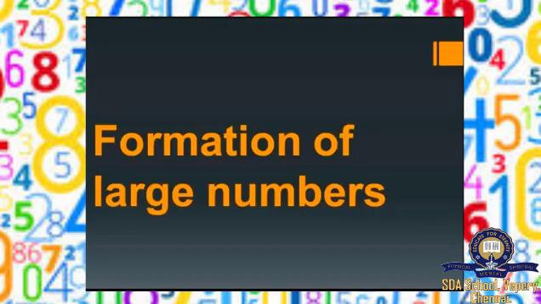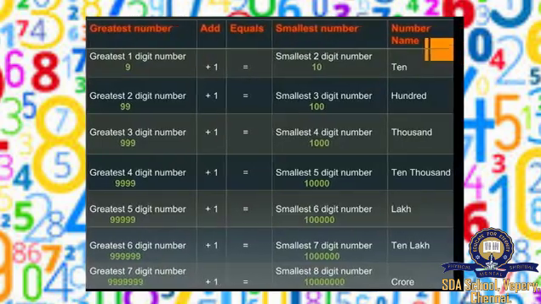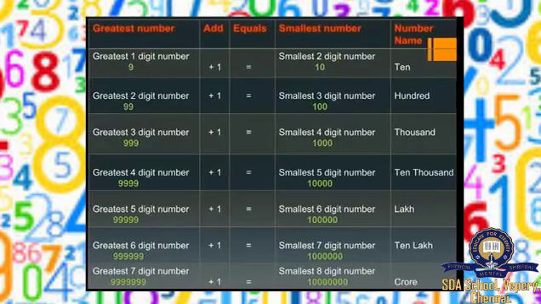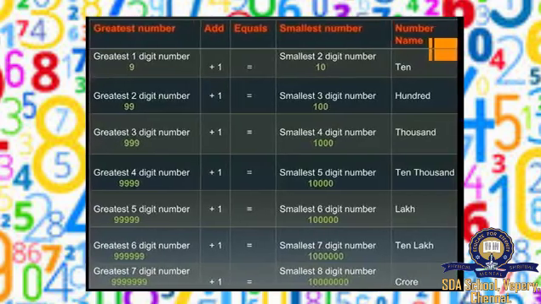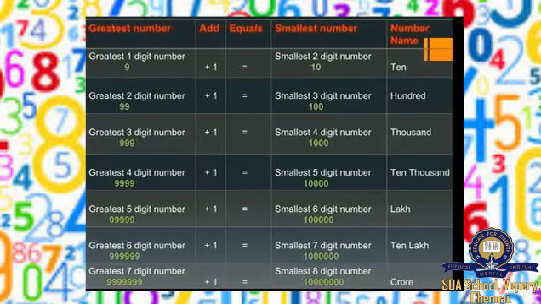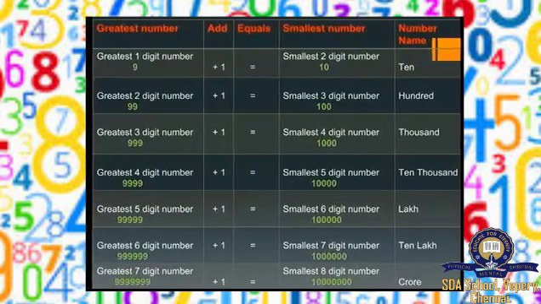So in the previous class, you have already learned about the formation of large numbers. Today we'll do a small recap of the formation of large numbers. What is the greatest single digit number? It is 9. And what about the smallest one digit number? It is 0. When you add 1 to the greatest one digit number, you will get the smallest two digit number, and we call it 10.